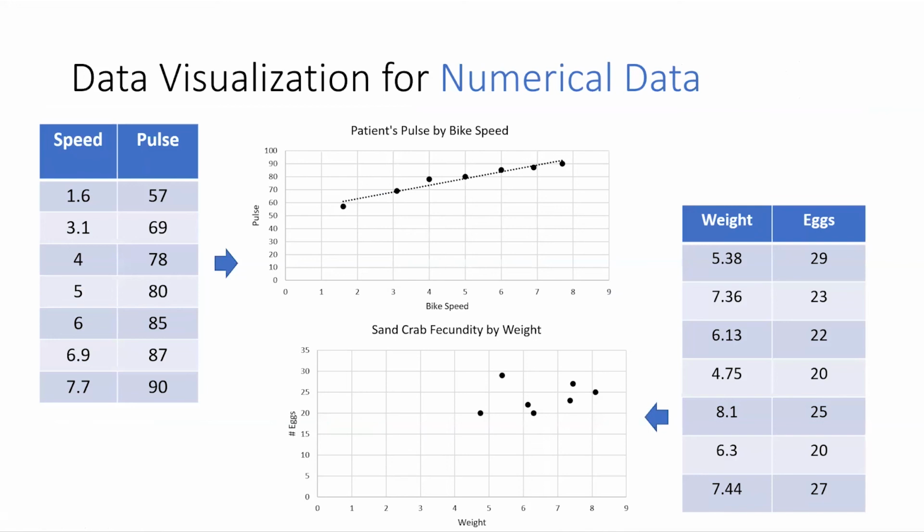When we have numerical data, two numerical columns, and we're seeing the relationship between the two, we have speed and pulse, weight and eggs. Here, remember we were controlling the speed of the bike so that we can say that increased speed causes increased pulse. That's why we have this regression line on here. Here, we didn't control weight or eggs, so we can't put a regression line on, and we can only say maybe there's a correlation between them. Looks like maybe a weak positive correlation between these two.